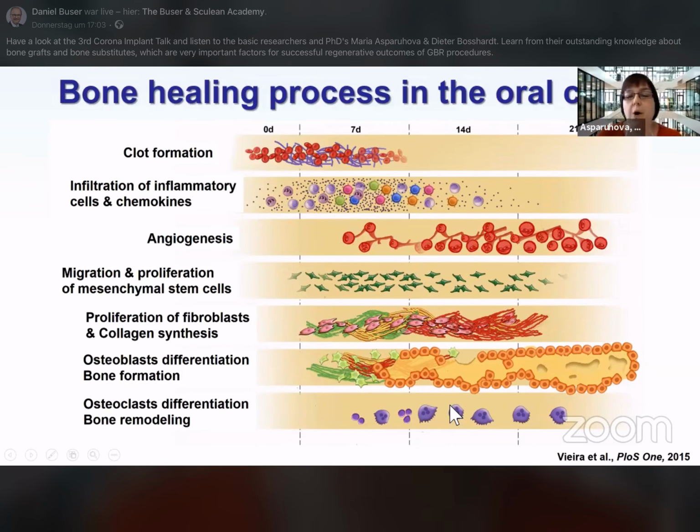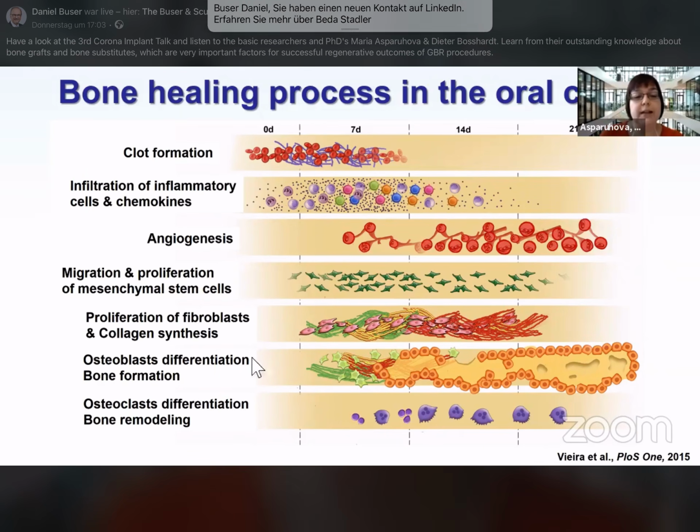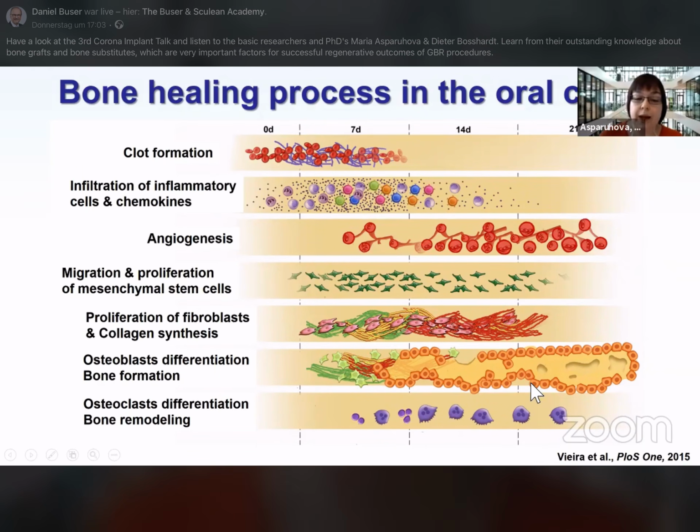The bone healing process in the oral cavity, either after tooth extraction or after implant placement, follows the major principles and stages of wound healing, namely the formation of blood clot, infiltration of inflammatory cells and cytokines, angiogenesis carried out by endothelial cells, migration and proliferation of mesenchymal stem cells, proliferation of fibroblasts and synthesis of bone matrix. Subsequently, we have final bone formation carried out by osteoblasts, and finally, bone remodeling carried out by the combined activities of osteoblasts and osteoclasts.